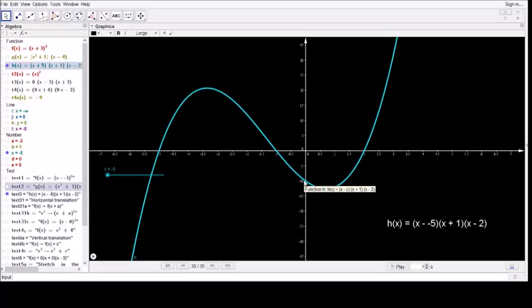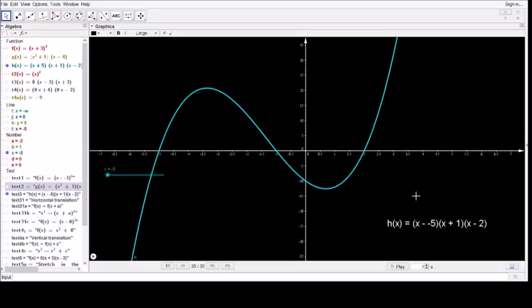The y-intercept is at minus 10, as we would expect. It'll be 5 times 1 times minus 2, which is minus 10. What we'll do then is we'll see what happens to the shape of this graph when we just change the first linear factor. So the x plus 1 and the x minus 2 will remain fixed, and we'll just change the first linear factor.